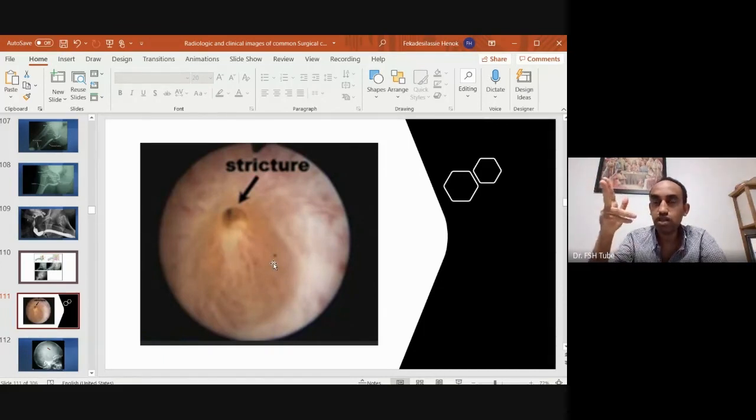Those are short segments and maybe they can be treated with urethrotomy. That's the best because it's done under direct visualization. You see it, you cut through it. The other one is blind metallic instrumentation. A bougie can be inserted, so bouginage can be done.